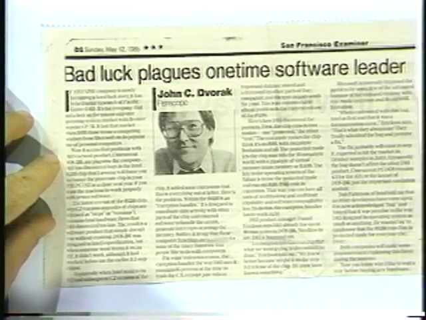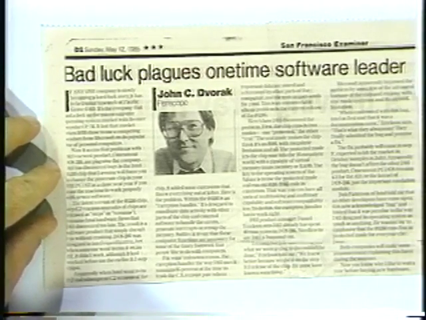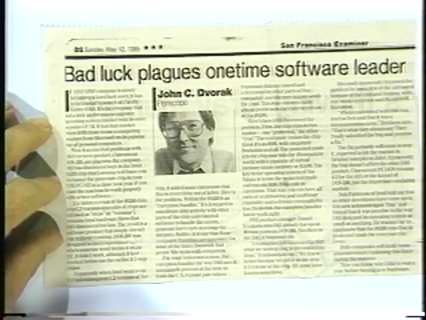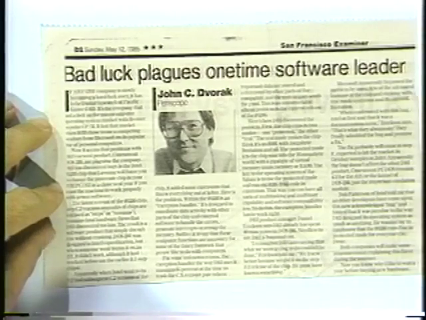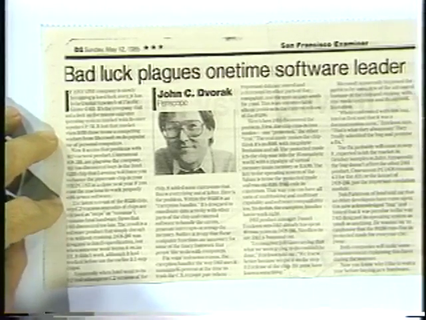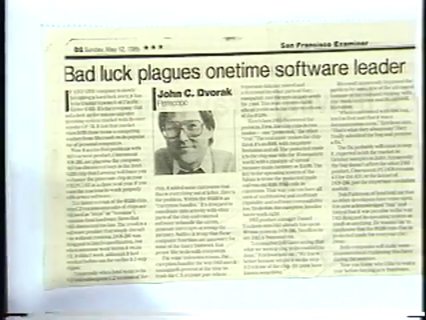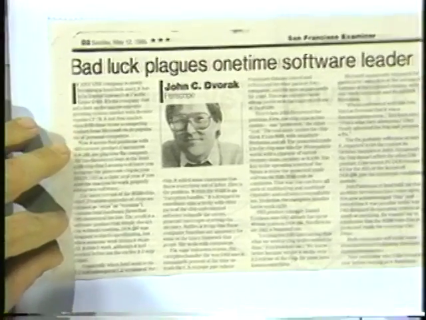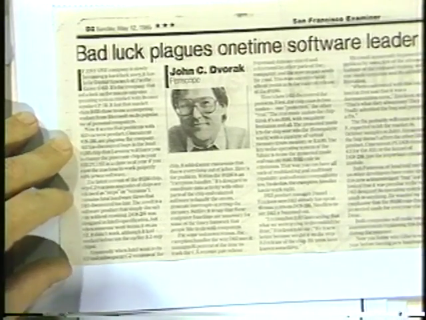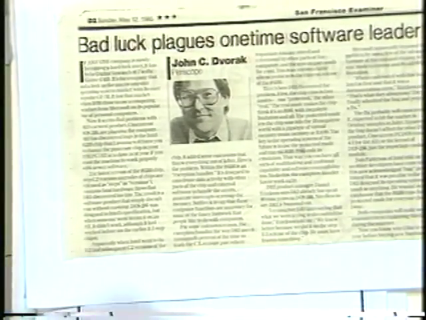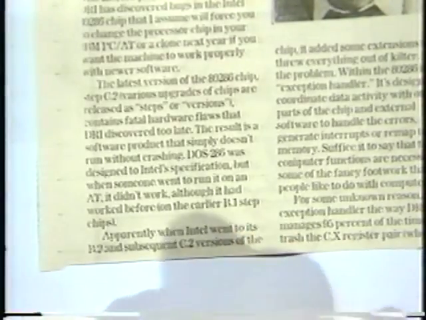Now it seems the problems with DRI, that's Digital Research, and its newest product, Concurrent DOS, are plaguing the company. DRI has discovered bugs in the Intel 80286 chip that I assume will force them to change the processor chip in your PC AT or a clone next year if you want the machine to work properly with the newer software. The latest version of the chip, step C2, there are steps in the VLSI designs, contains fatal hardware flaws DRI discovered too late. The result is a software product that simply doesn't run without crashing. Let me see if I can zoom in to follow as I read.